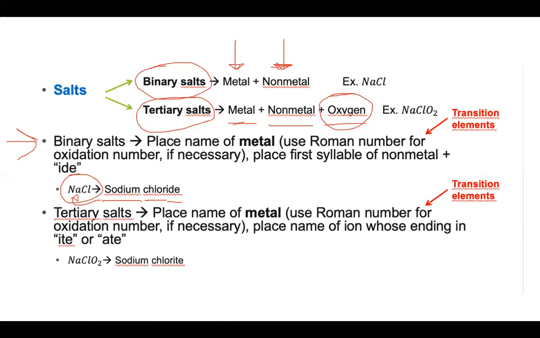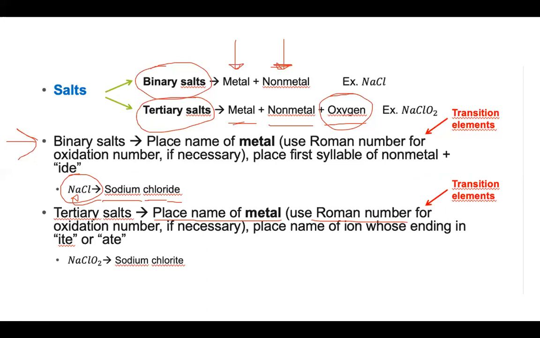Every time that I have two elements, and the first element is a metal and the second element is a non-metal, it's a binary salt. The way to name it is we name the metal and then we name the non-metal, changing the ending to "ide." What about tertiary salts? Tertiary salts are named in this form. First, we name the metal. It's important that if we have a transition element, we use Roman numerals for the oxidation number or the charge that they have.